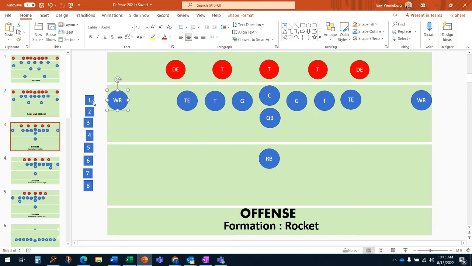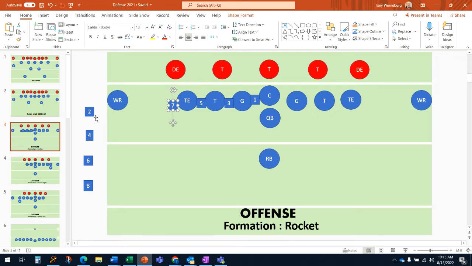Okay, so let's go over the holes. First of all, odds all go to the left. So 1, 3, 5, and 7. The 1 is between the guard and the center. The 3 is between the tackle and the guard. The 5 is between the tight end and the tackle, and the 7 is outside the tight end.